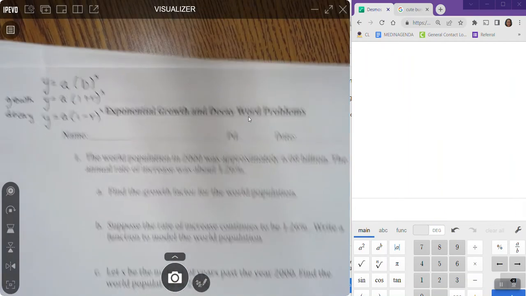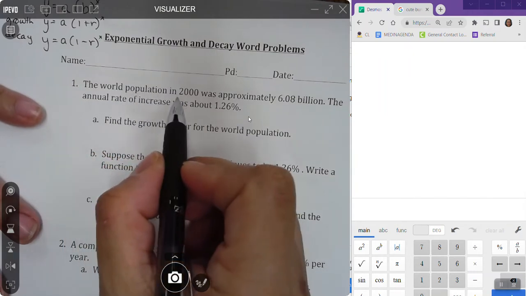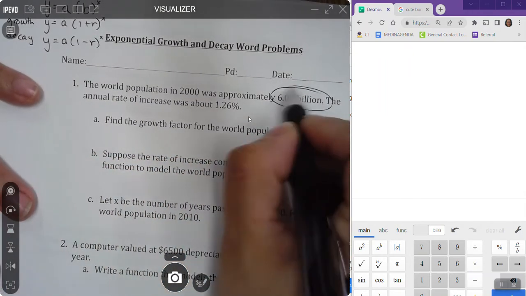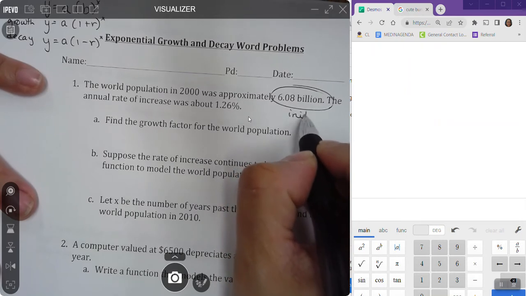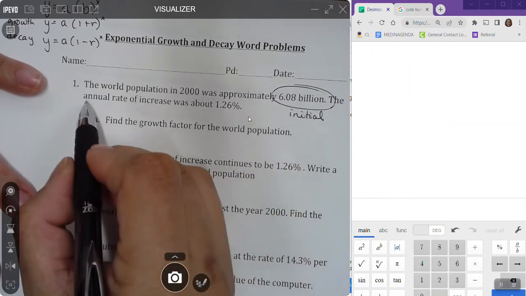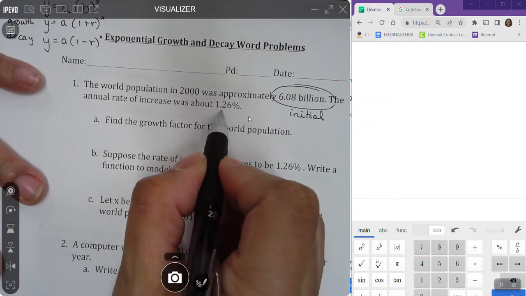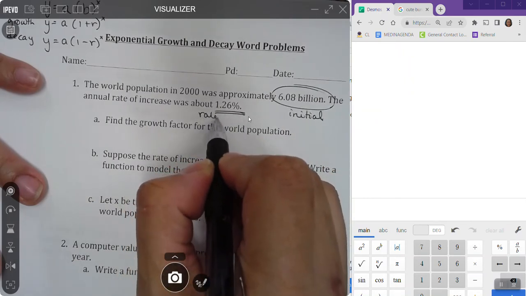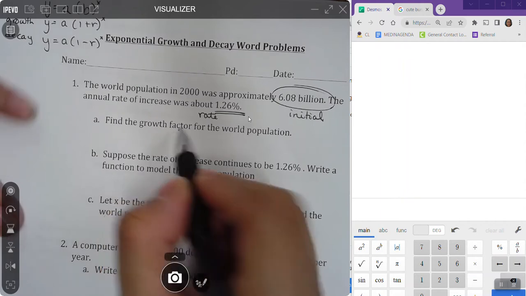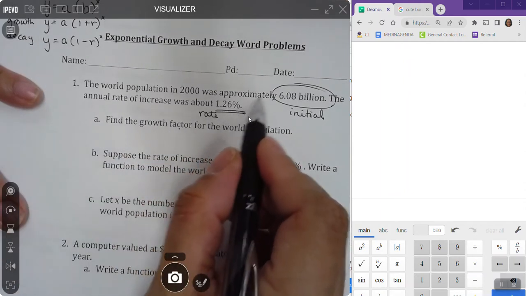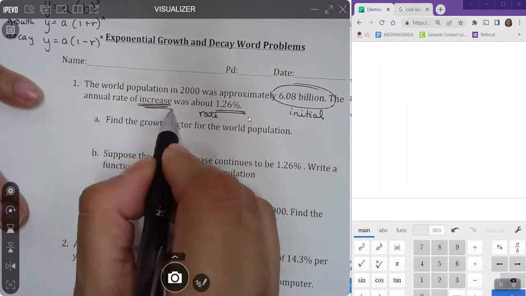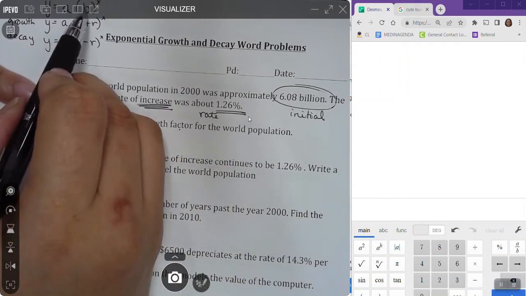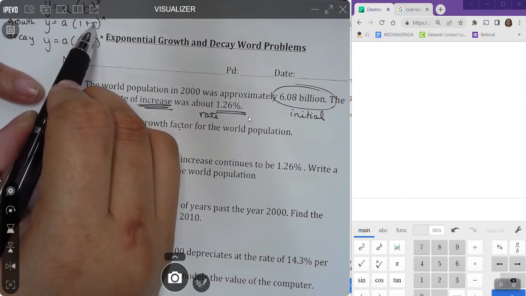Okay? All right, the world population in 2000 was approximately 6.08 billion. So this is the initial amount. The annual rate of increase was about 1.26%. Okay, so this one is the rate. Find the growth factor. Once again, it's increasing, so it's going to be 1 plus r. The growth factor is b when its growth is 1 plus r.